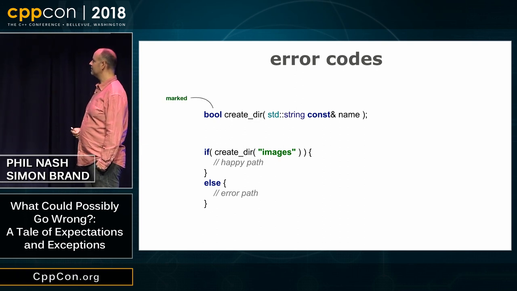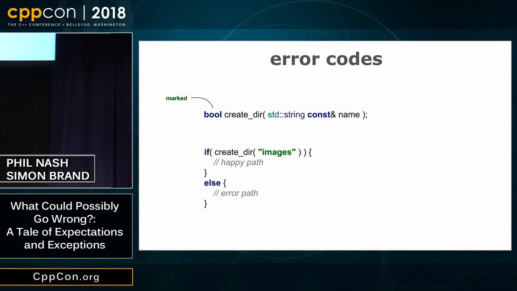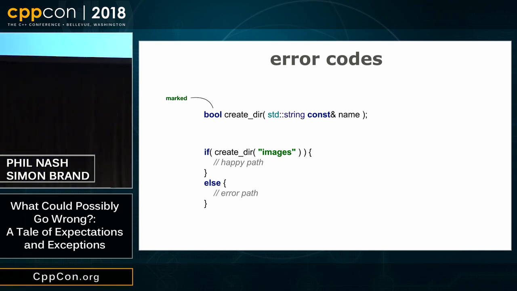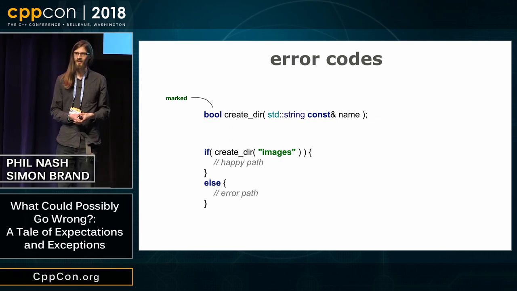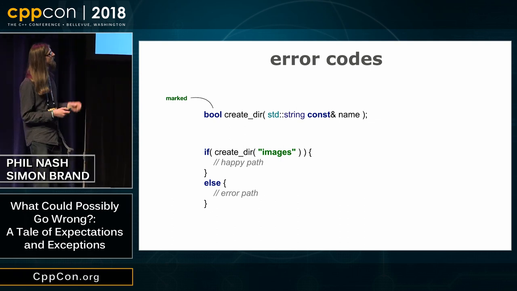I mean, it's okay. I like that this is marked. Like, you look at the declaration of this function, and as long as you work out what that bool is doing, then you know that there's some kind of error handling going on here. So this is something I like about this approach.